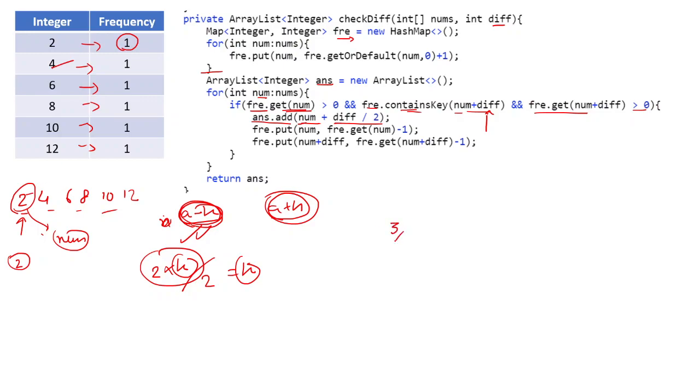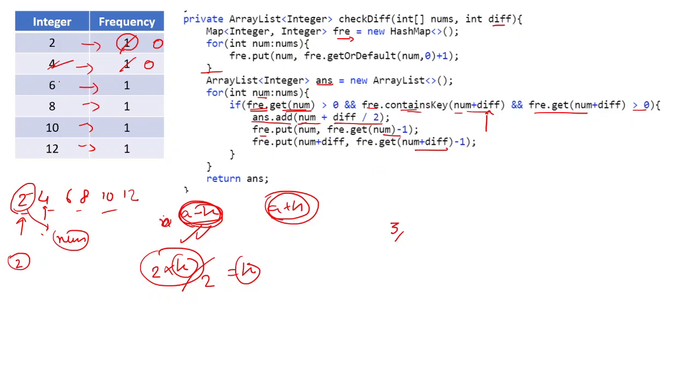So basically we have stored 3, and then what we are doing is we are subtracting 1 from their frequency. So this will be 0, this will be 0, right? Now we go to 4, we check the frequency of 4 is not greater than 0, so we'll skip it. Then we go to 6. Okay, 6 is greater than 0, and then 6 plus 2 is 8, it is also present and it is also greater than 0.